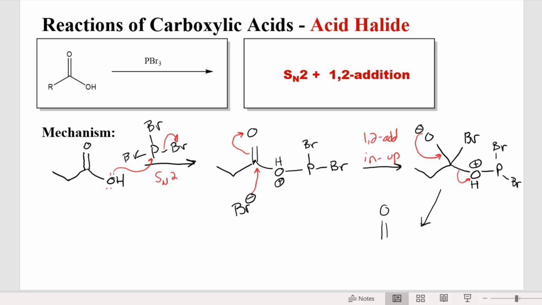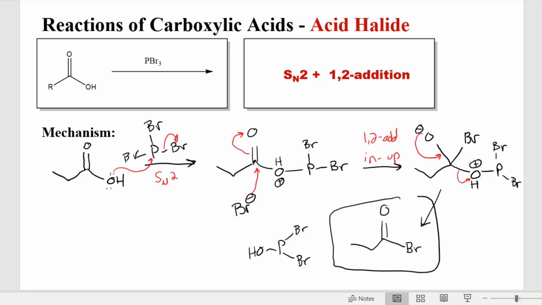So we end irreversibly at the acid bromide. Remember, phosphorus oxygen bonds are really strong, and so this is your byproduct. But what I care about is my new acid bromide, which is now very reactive to 1,2 additions.